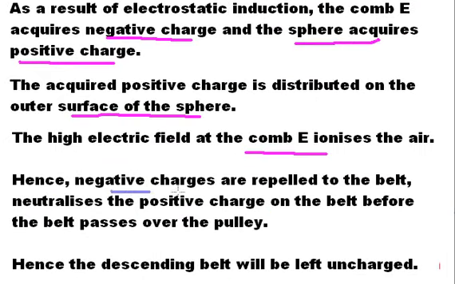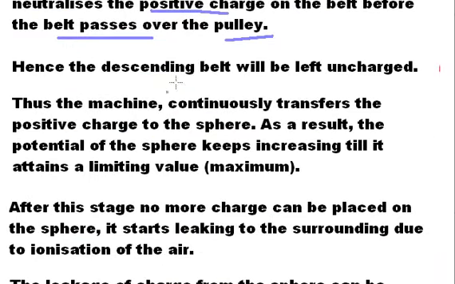Okay, so the negative charges are repelled to the belt. You got the point, because the comb E has the negative charge, so it will attract the positive and repel the negative charge towards the belt, and the belt already has the positive charge, so that will neutralize, and the belt passes without any charge on the other side. So the descending belt will have no charge; it is uncharged.